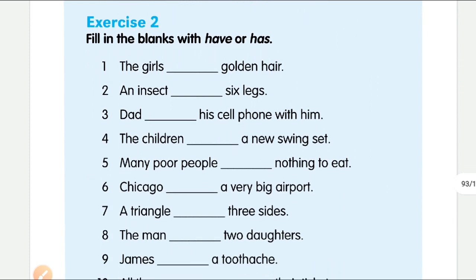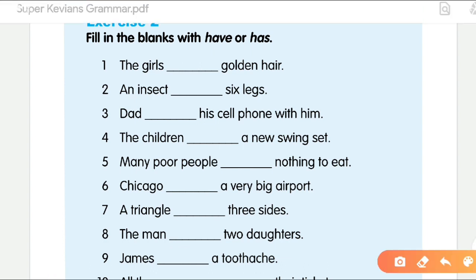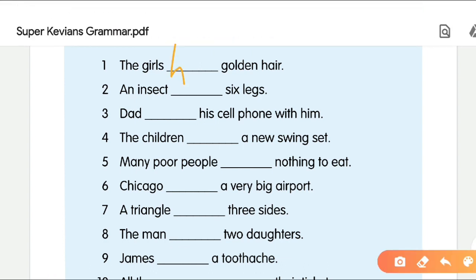So in the next exercise we have to fill all this with have and has. In case of many persons we will use have, or in case it is third person and singular number we will use has. The girls are many, so obviously we use have here. But an insect has, a single insect is there. Dad has. The children have, because many children are there.